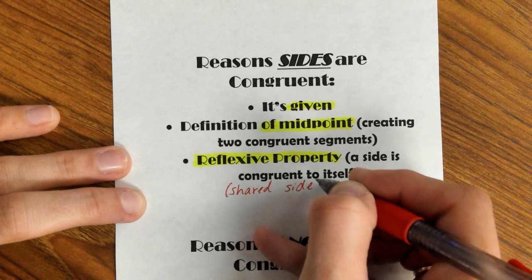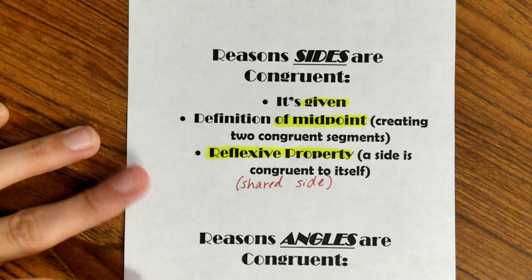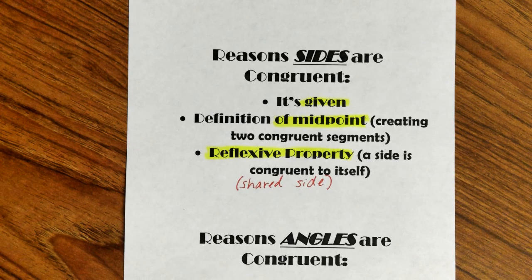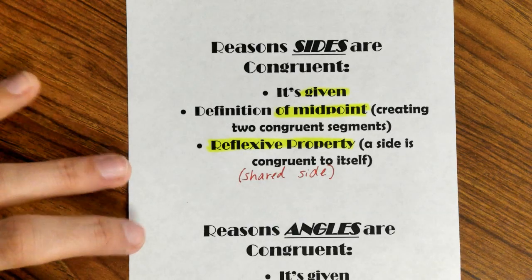And we will see this as well. It's when you have 2 triangles that connect and they share a side together. When we write the congruency statement, it comes out as what we know of as the reflexive property.